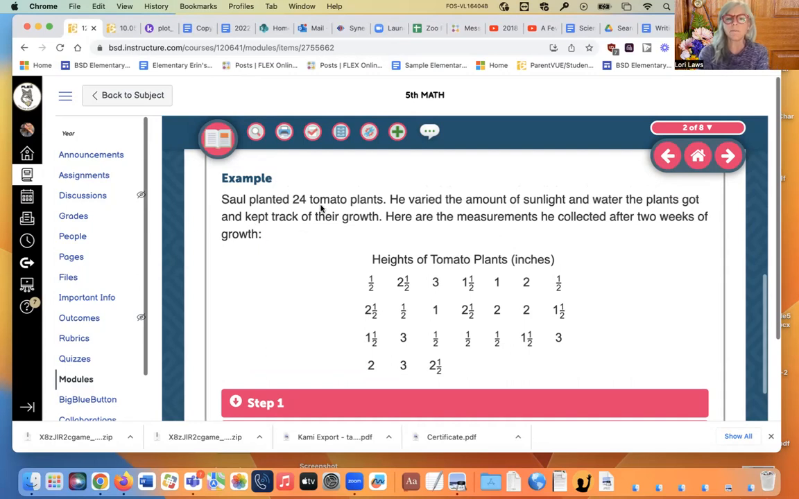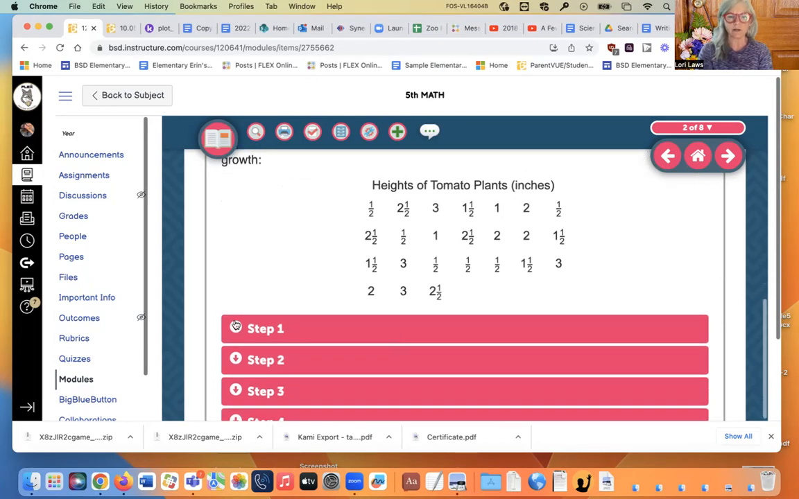Then I need to read it. Saul planted 24 tomato plants. He varied the amount of sunlight and water the plants got and kept track of their growth. Here are the measurements he collected after 2 weeks of growth. So this is the height of the tomato plant in inches. Some of the plants only grew 1/2 an inch. Others grew 3 inches. That's a lot taller.